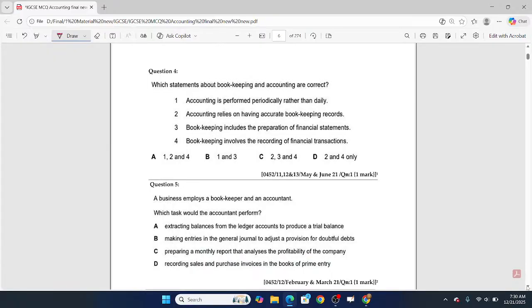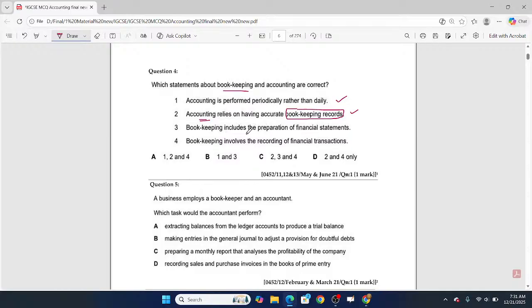Now, which statements about bookkeeping and accounting are correct? Accounting is performed periodically rather than daily. Yeah, accounting, yes. The trial balance is prepared once in every 3 months or once in a year. The statement is correct. Okay. Accounting relies on having accurate bookkeeping records. Yes, you can prepare the accounting, meaning the financial statements, only if the bookkeeping records are perfect. So this one also is true. Once the ledger preparation is done perfectly, we can prepare the financial statements easily from there.